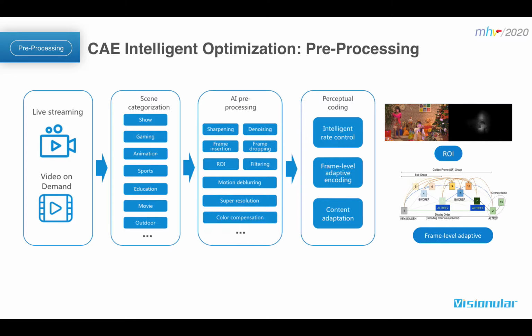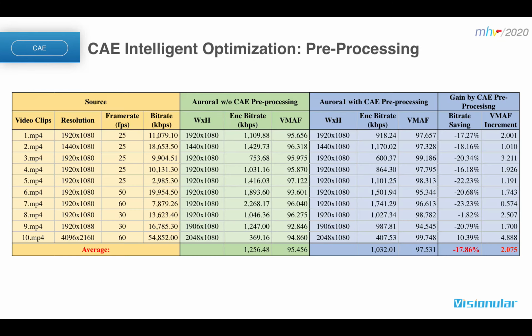So leveraging the preprocessing is pretty critical, especially for handling a variety of different video content like UGCs, and also for perceptual coding. We can achieve good rate control performance and could apply content adaptation algorithms. So we also give a couple of examples.